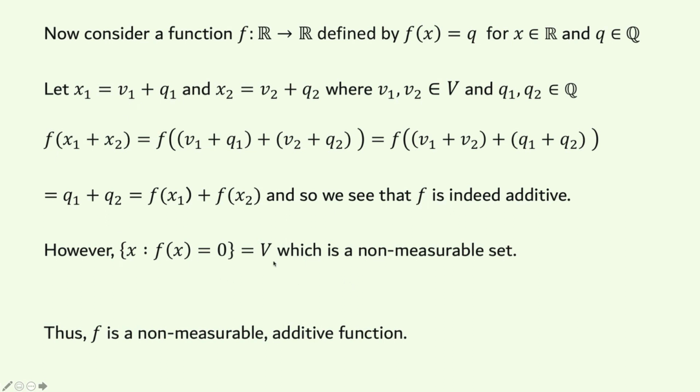However, this set is not measurable, right? V, the Vitali set, is the most well-known example of a non-measurable set. We proved this, I think, in class, right? And so, since this set is not measurable, f is non-measurable. And so we have a non-measurable additive function, right?